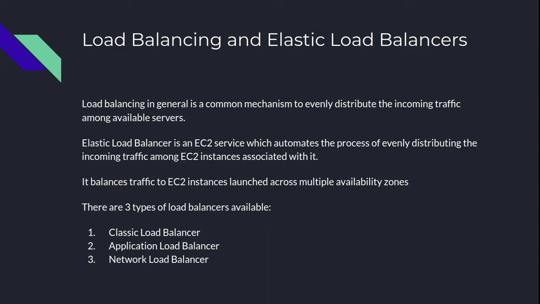It also balances traffic to EC2 instances launched across different availability zones. So we'll take a look at this in a moment. As of now, there are three types of load balancers available. The first is classic load balancers, also known as previous generation load balancer. Application load balancer, which operates on the application layer of OSI model. And the third one is the network load balancer, which operates on the network layer of the OSI model. So let's log into AWS console.